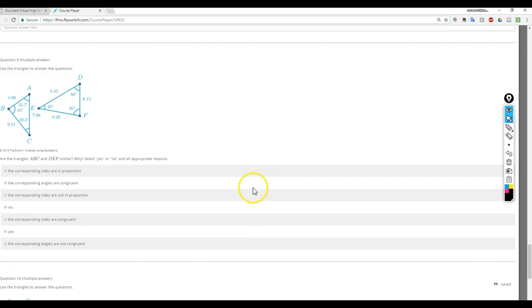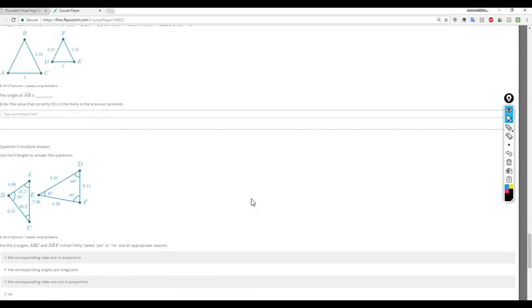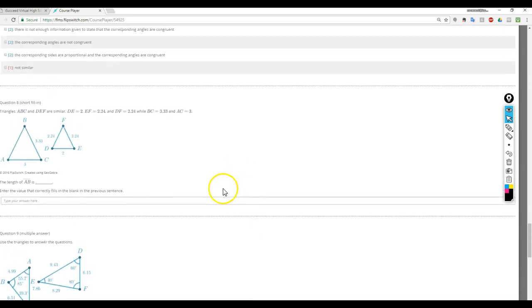So question 9 is similar to question 10. So we'll move on to question 8. Triangles ABC and DEF are similar. The length of DE equals 2, the length of EF equals 2.24, and the length of DF equals 2.24, while the length of BC equals 3.33, and the length of AC equals 3. What is the length of segment AB? The length of segment AB is blank. Enter the value that correctly fills in the blank in the previous sentence.